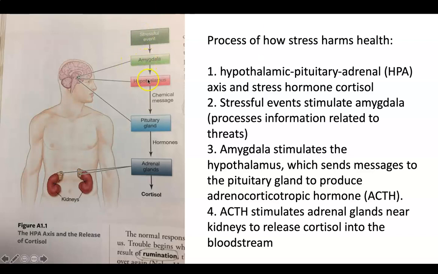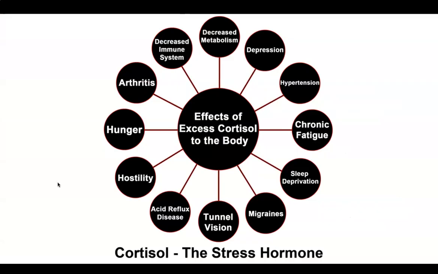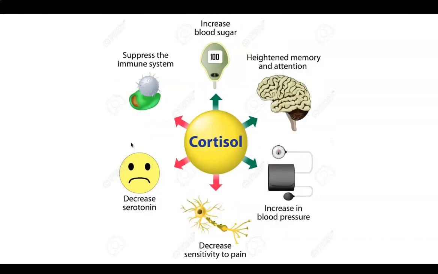So again, you've got the amygdala, the hypothalamus. This sends a message to the pituitary gland. This then sends the hormone ACTH through the bloodstream. It stimulates the adrenal glands, which are down here on top of the kidneys, and that then releases cortisol into the bloodstream. So as I said, cortisol is this incredibly important hormone that's not given the attention it probably should. Some of its effects: depression, hypertension, decreased immune system, arthritis, hostility, chronic fatigue, a whole range of things. So like I said, cortisol has not been getting the attention it deserves.